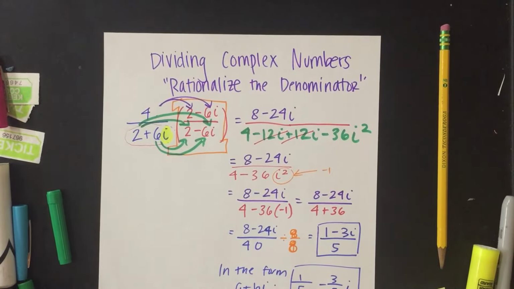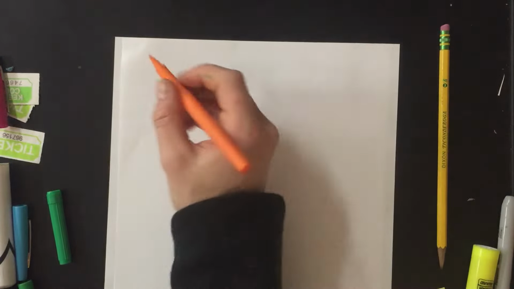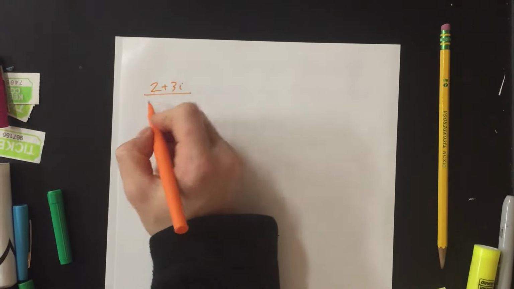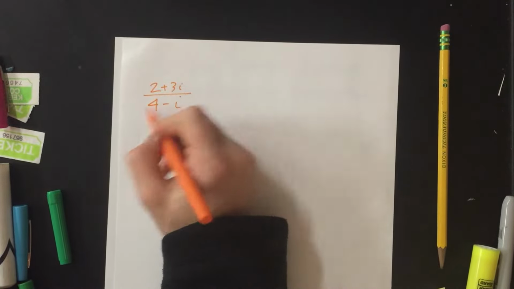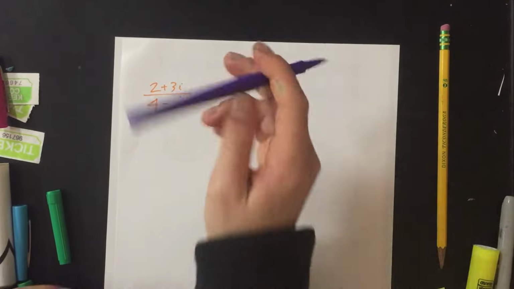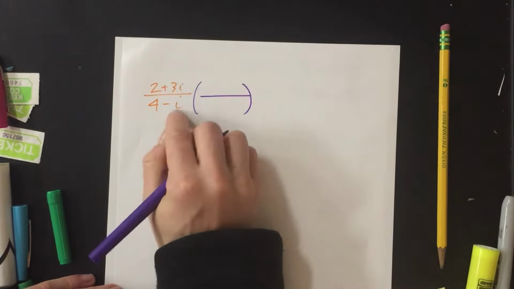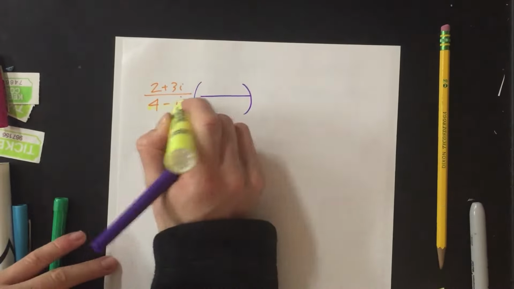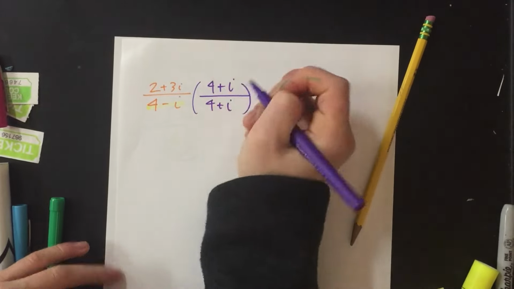Let's do one more example really quick. The difference now is that I'm going to have a binomial on top and on bottom. So let's just do 4 minus i. So here I have a binomial in my numerator, a binomial in my denominator. Same process, I multiply by the conjugate of the base. So the conjugate of this would be 4 plus i, 4 plus i.